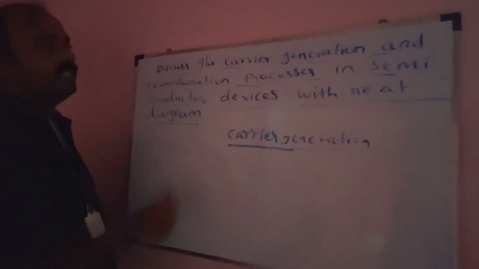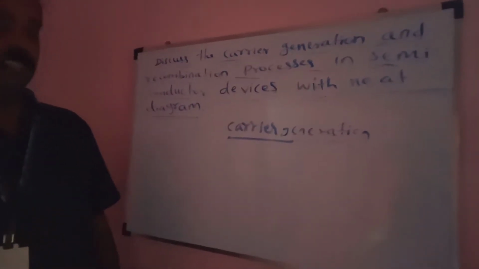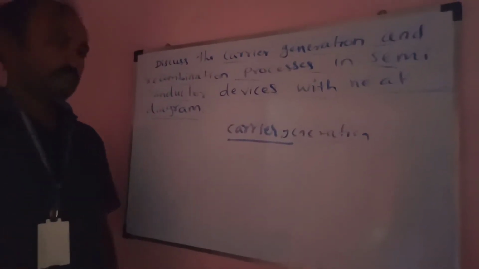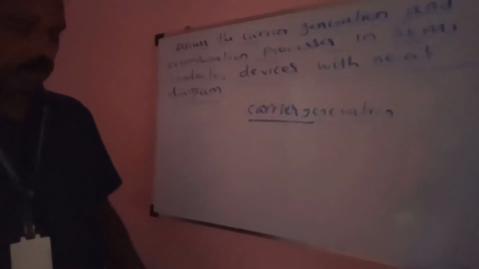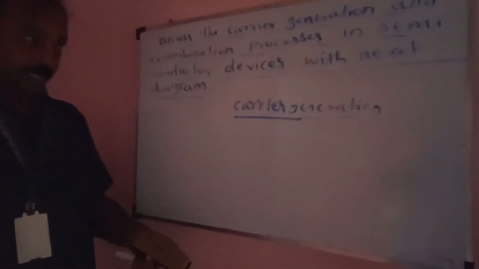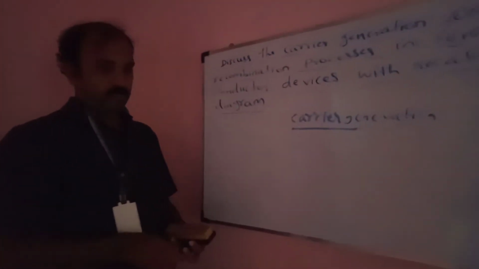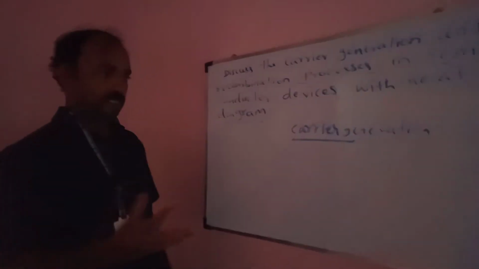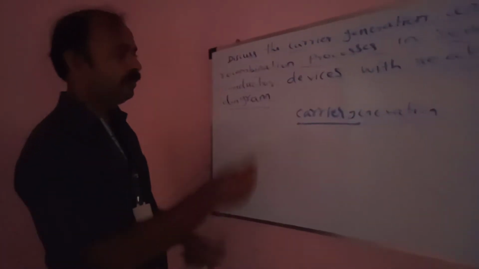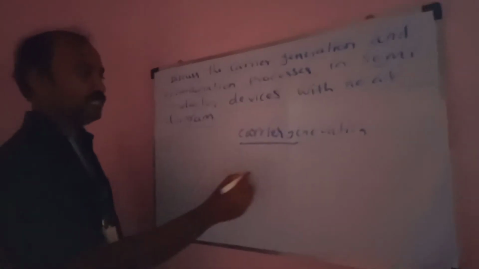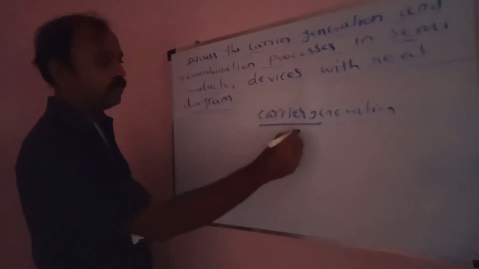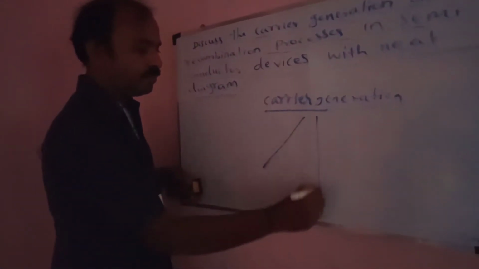Carrier generation is nothing but charge carrier generation, that means electrons and holes. How is the electron generated, and how is the hole generated in a semiconductor? So what is carrier generation? Now we are going to see that carrier generation is broadly classified into three different types.